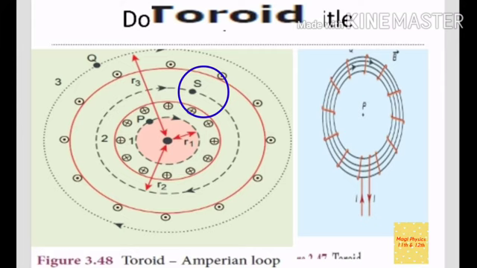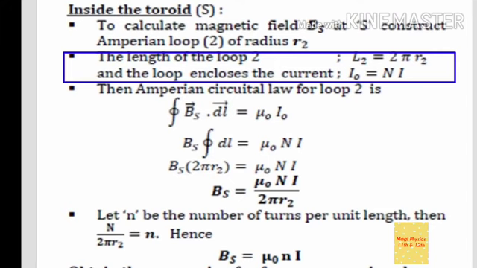Next, we have to examine the magnetic field at a point S which is lying within the toroid. In order to calculate the magnetic field BS at point S, we have to consider an Amperian loop of radius R2. Let us imagine the length of the loop L2 is equal to 2 pi R2, because this toroid shape symbolizes a circle. So the length of the circle is what? 2 pi r. So the length of the loop is also 2 pi r2. And the loop encloses the current, which is I naught equal to N into I, because the toroid has N number of turns.